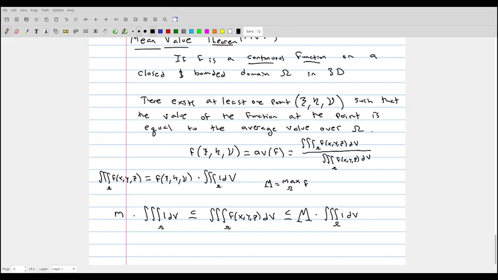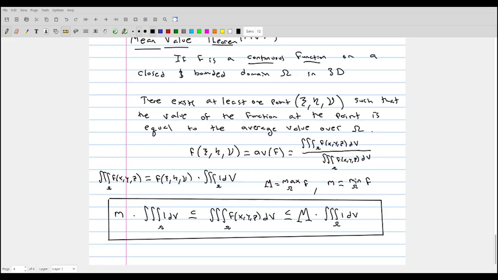Right, so every triple integral has to be bounded by these two things, where M is the maximum over omega of the function f, and lowercase m is the minimum of the function over the region omega. This is pretty much exactly similar to the double integral result, only it's using a triple integral over a three-dimensional region. But this is a statement of the mean value theorem, and it's very, very useful in general.